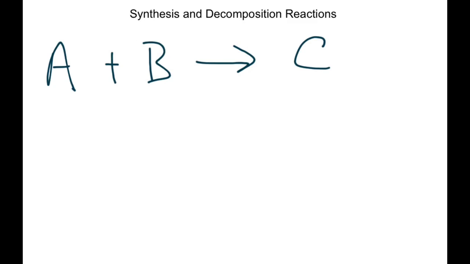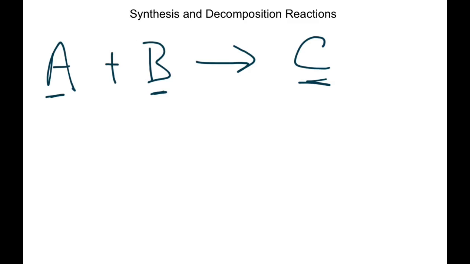Synthesis and decomposition. With synthesis, what you usually see is two things. It can be an element plus an element. You can also see compounds plus compounds, and then they get together. So if you want to think about this in terms of human relationships, you have the two individuals on the left, and they combine to form the happy couple on the right.